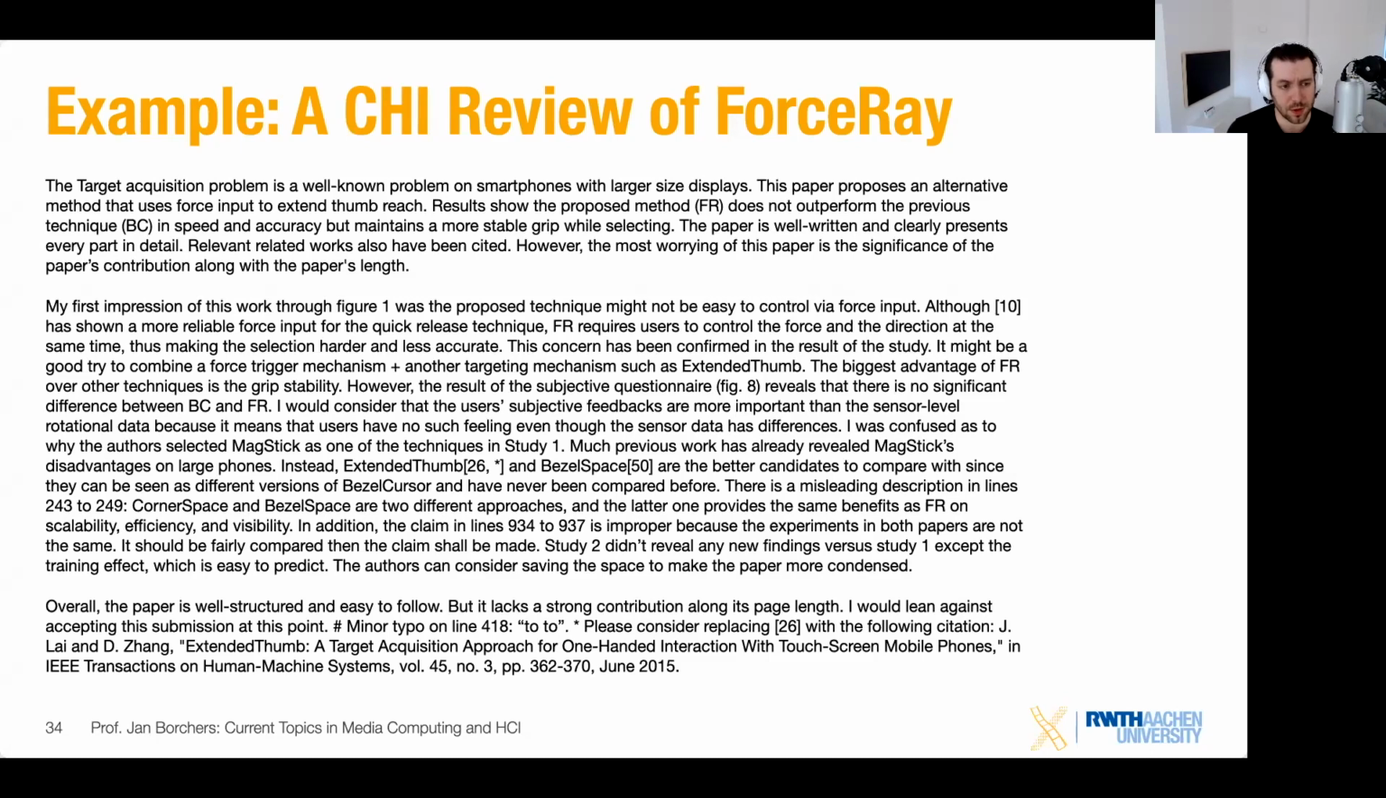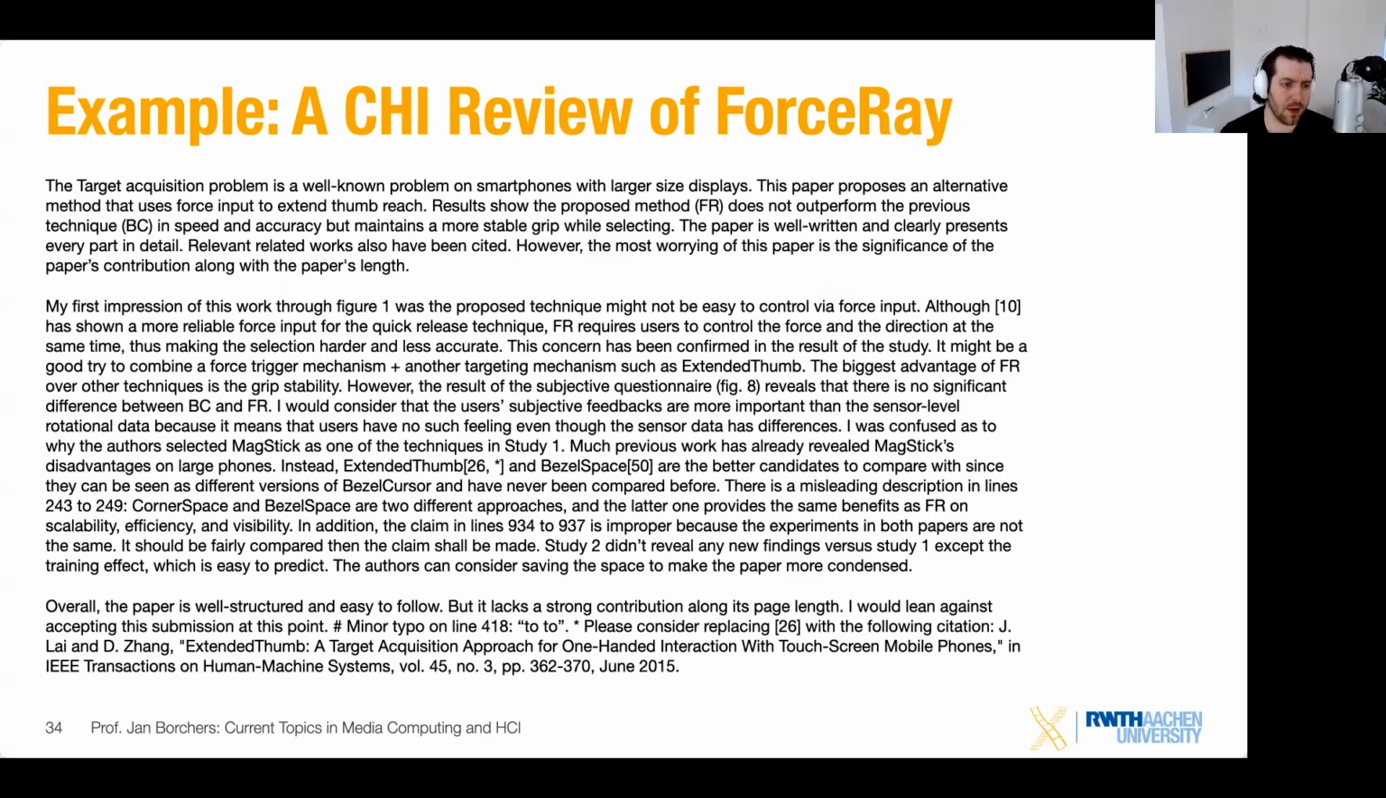It might be a good try to combine a force trigger mechanism plus another targeting mechanism, such as extended thumb, which is basically a different technique. The biggest advantage of force ray over other techniques is the grip stability. However, the result of the subjective questionnaire, figure 8, reveals that there is no significant difference between bezel cursor and force ray. I would consider that the user's subjective feedbacks are more important than the sensor level rational data, because it means that the user has no such feeling, even though the sensor data has differences.